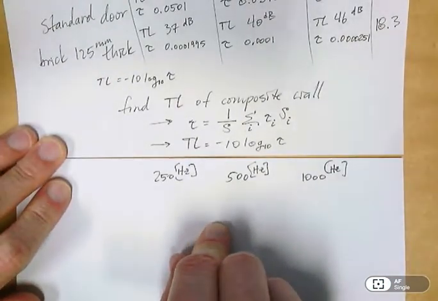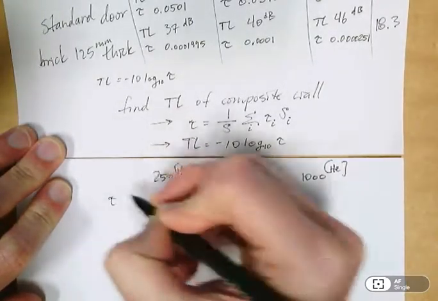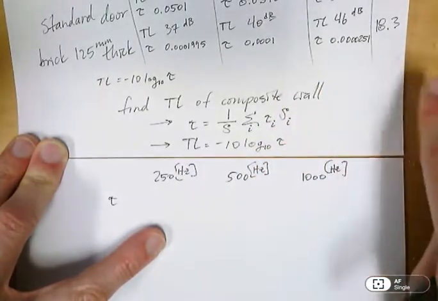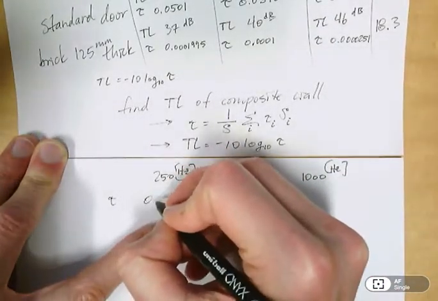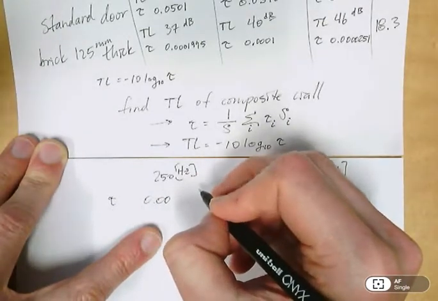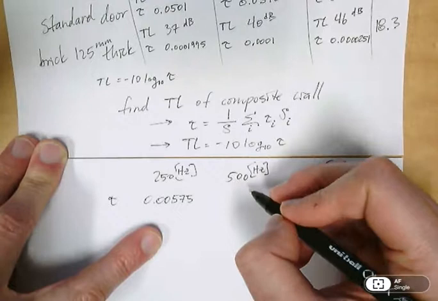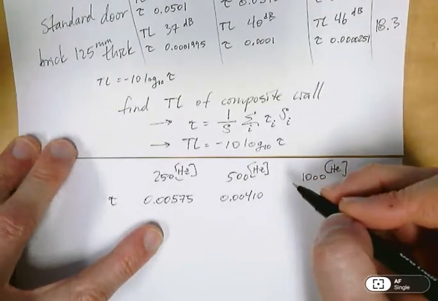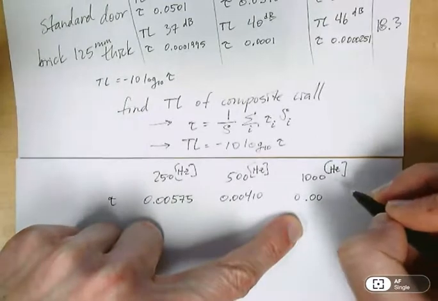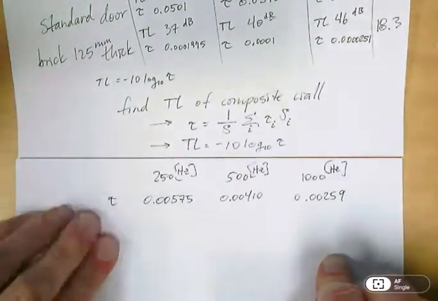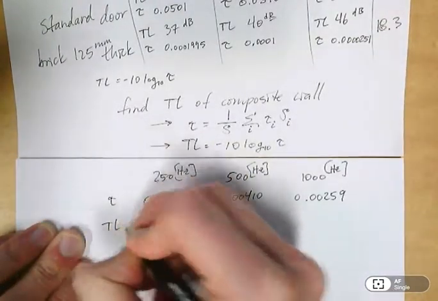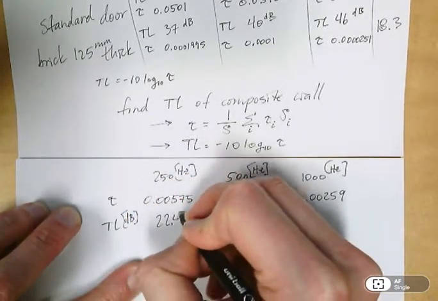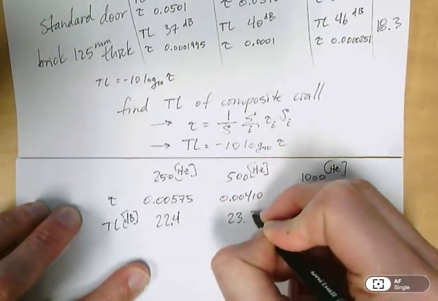Here, then we'll compute the transmission coefficient. We'll find that this, once we run our computation here for our numbers given above, along with these surface areas, will lead to composite transmission coefficient in the 250 Hertz octave band of 0.00575, in the 500 Hertz octave band 0.00410, and for the 1000 Hertz octave band 0.00259, leading to transmission loss values in dB of 22.4, 23.9, and 25.9.